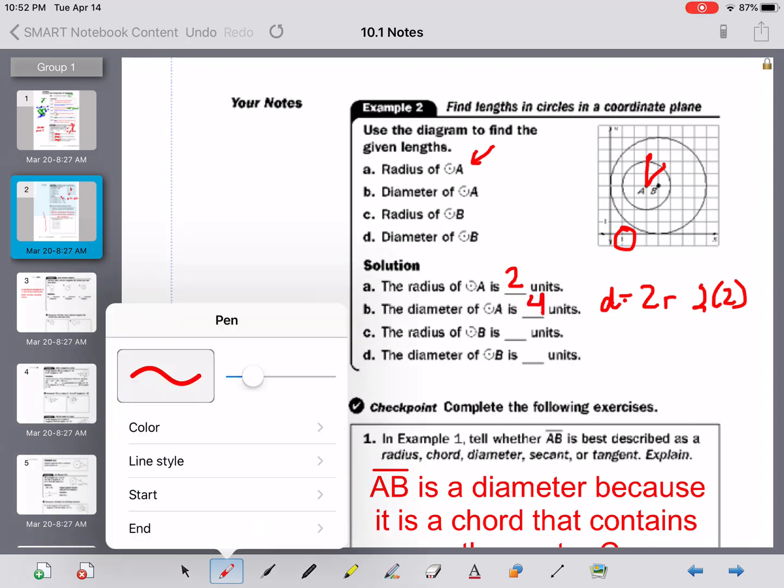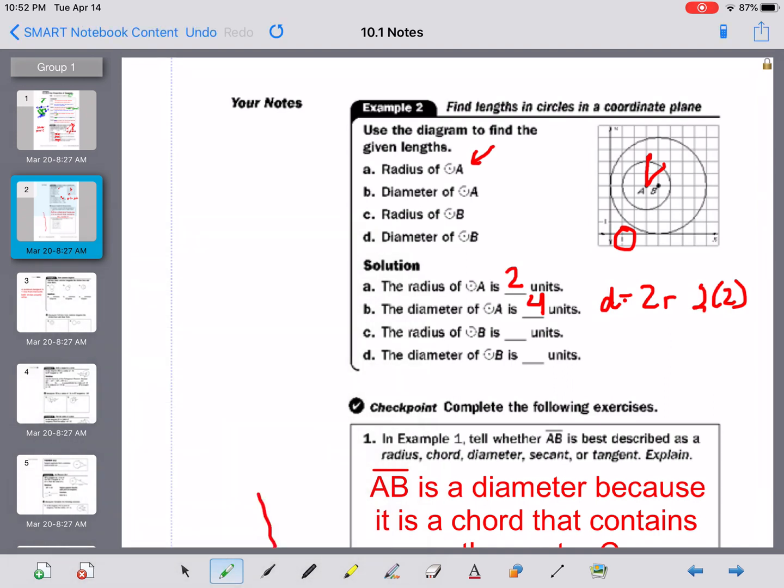When I go to circle B, I have from B, and I go all the way out. That's the center. I'm going to go all the way out, and I count the spaces. That looks like 1, 2, 3, 4 spaces. So my radius is 4, and my diameter is going to be twice that. So my diameter is 8. And again, just be careful because if the scale is different, we're going to need to change the lengths of those. All right, moving down to the bottom of the page.